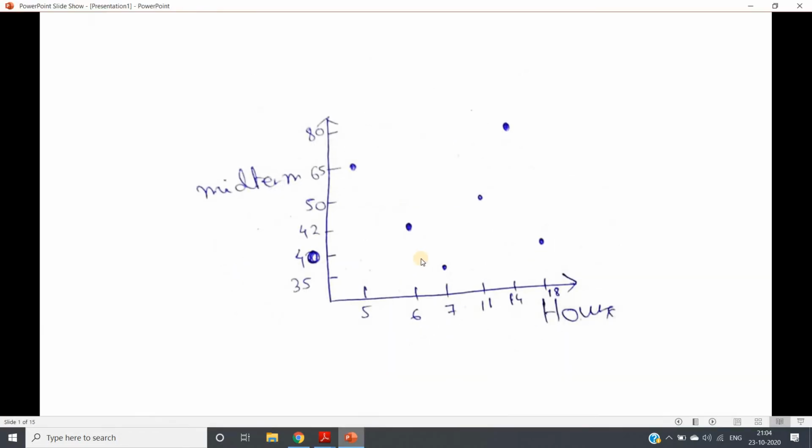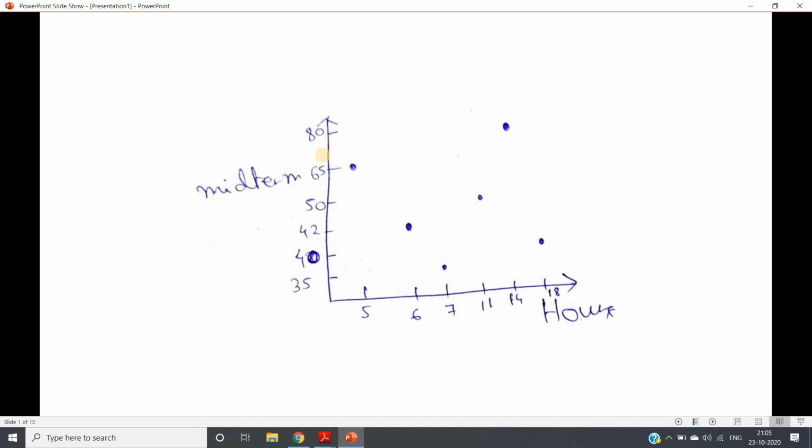Let me discuss in the PowerPoint. I have taken the same data set here. Like the regression problem, it will take all possible features and all possible cut points. Two features are present: midterm and total number of hours studied per day. It will try hours equal to 5, 6, 7, 11, 14, 18, then midterm marks 35, 40, 42, 50, 65, 80. If the error is minimized for a particular feature and value, it selects that as the decision rule for that stage.